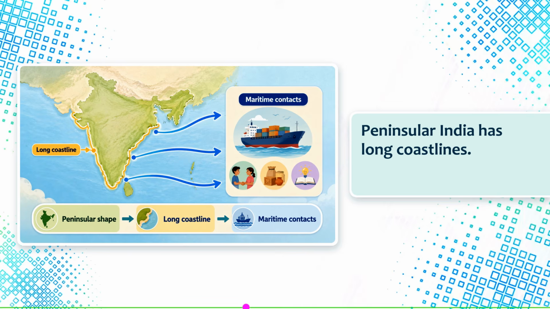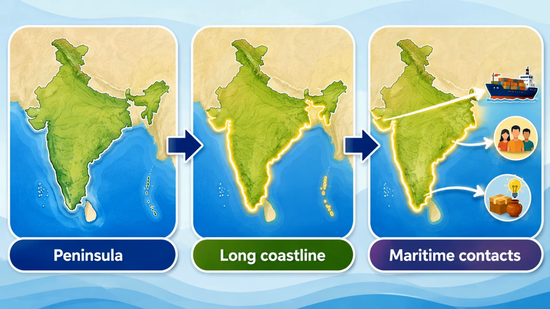The highlighted edge shows the result of the peninsula shape. Peninsular India has long coastlines. Much of the land edge meets the sea on the west, south, and east. A long coastline creates many points where land can connect with sea routes. This allows people, goods, and ideas to move between India and other places by sea.